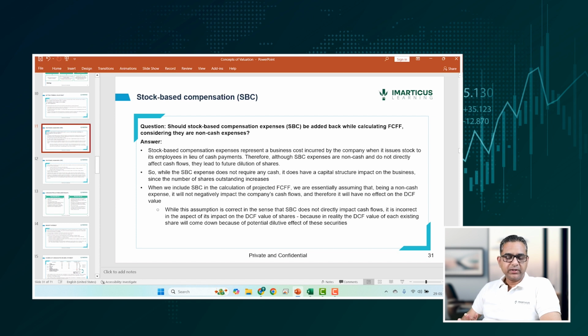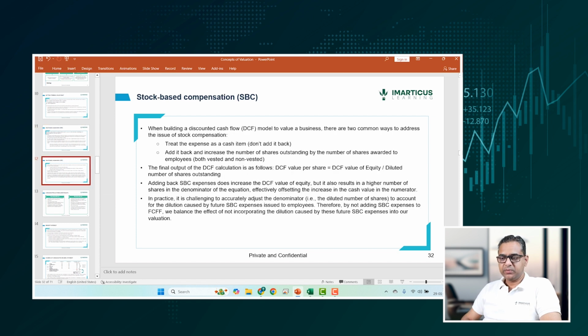So when we are doing the DCF valuation, there are two ways to handle SBC. One is to treat the expense as a cash item, don't add it back. Or take into effect the dilution: add it back and increase the number of shares outstanding by the number of shares awarded to employees, both vested and non-vested. So either we adjust both the numerator and denominator, adding back and then increasing the number of shares outstanding, or we don't add it back and let it be.